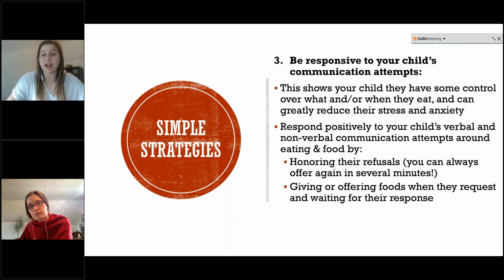And another simple strategy: being responsive to your child's communication attempts. Very important, because if your child is trying to communicate something to you, it's probably them telling you something is wrong, something that they are not comfortable with. So look at what they are communicating, and how you can reduce their stress and anxiety. Respond very positively to their communication. If they refuse something, okay, try it again later. If they refuse it again, okay, try it again later. It doesn't mean that it's a forever no.